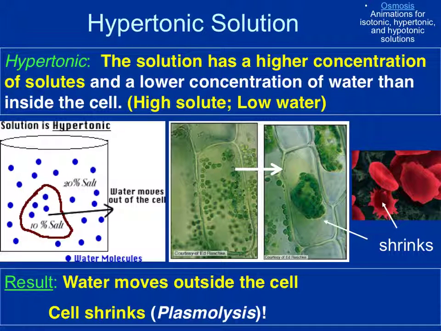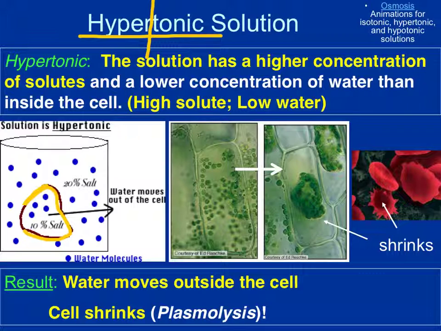Now essentially the opposite example of that is what happens when you put a cell into a hypertonic solution. Remember that if we break that word down, hyper means more than or above, and tonic refers to strength. So a hypertonic solution has relatively more solutes dissolved inside, and therefore a lower water concentration.